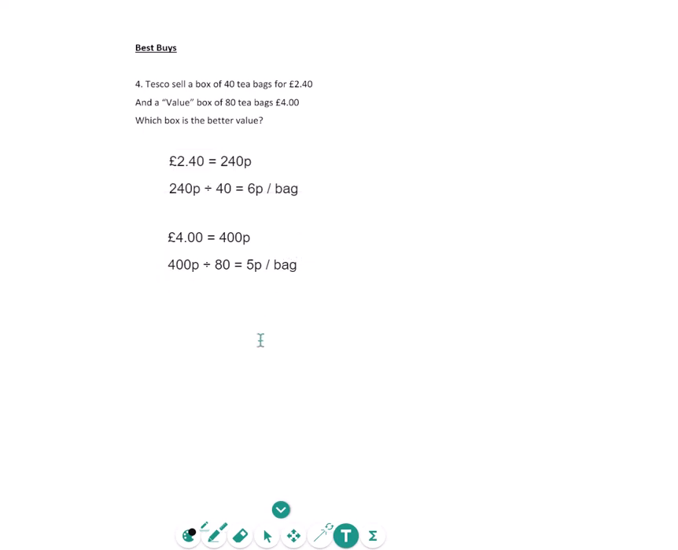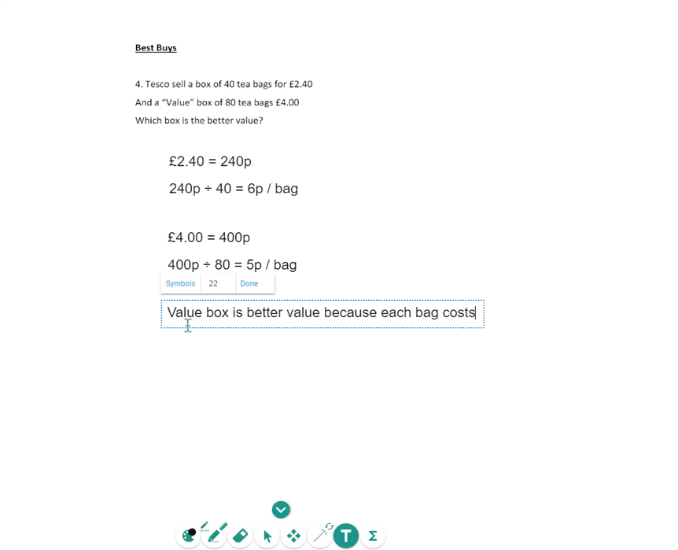So which box is the better value? No surprise, the value box is better value because each bag costs 5p.